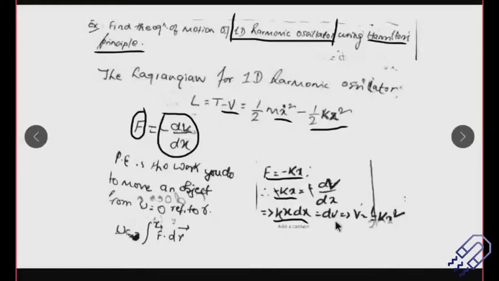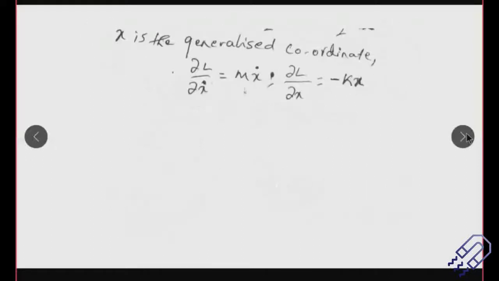Even if you don't show this, it's fine. You don't need to show this. You simply write L is equal to T minus V, put in the equations, and do your calculation. That's all. Once done, you get the Lagrangian of a one-dimensional harmonic oscillator. So L is equal to T minus V, and this is the answer for the Lagrangian. Then of course you can use the generalized coordinate idea. Again we will do the same thing: ∂L/∂x dot, and ∂L/∂x is equal to minus kx.